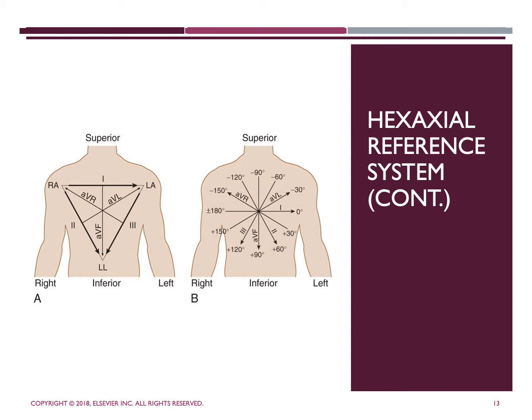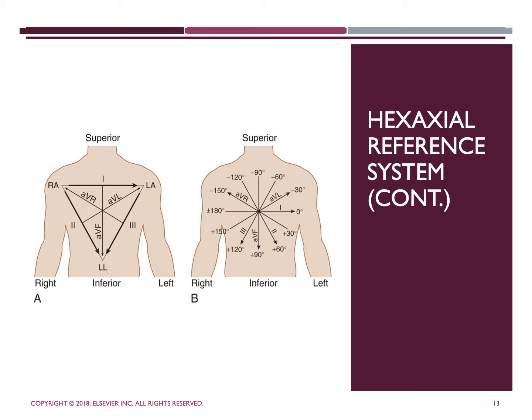So what I would like you to look at is that the vectors for leads 1, 2, and 3 are in the same direction as in figure A, but now, similar to the augmented limb leads, these standard limb lead vectors have been moved so that they emanate from the center of the figure. So in the hexaxial reference system, the axis of some leads are perpendicular to each other. Lead 1 is perpendicular to lead AVF, lead 2 is perpendicular to AVL, and lead 3 is perpendicular to lead AVR.